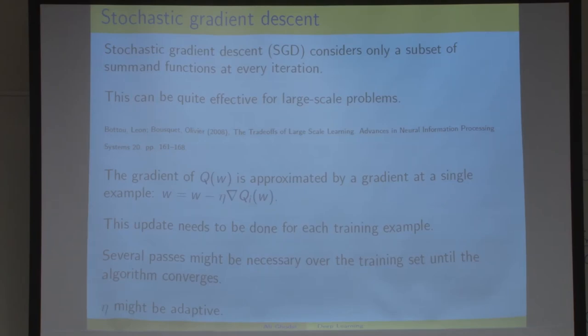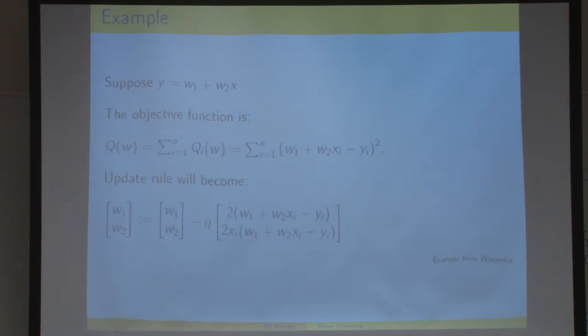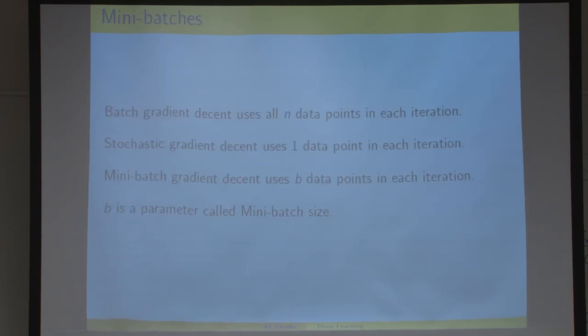That would be basically the simple algorithm for stochastic gradient descent: you choose your initial value and repeat until it converges, randomly shuffling the data points in the training set, and then you compute this. You don't have the sigma here. You don't have the correct gradient. You just have the gradient according to one data point. This is one example here that I will post. You can look at this example later on.